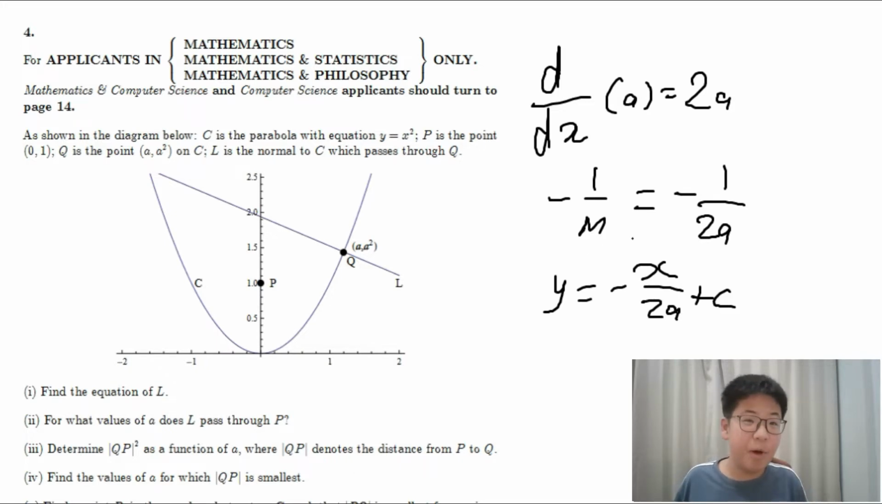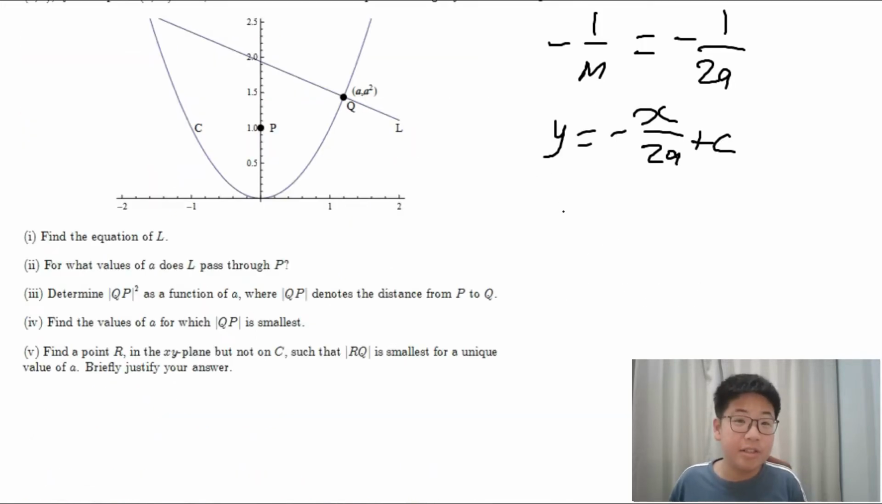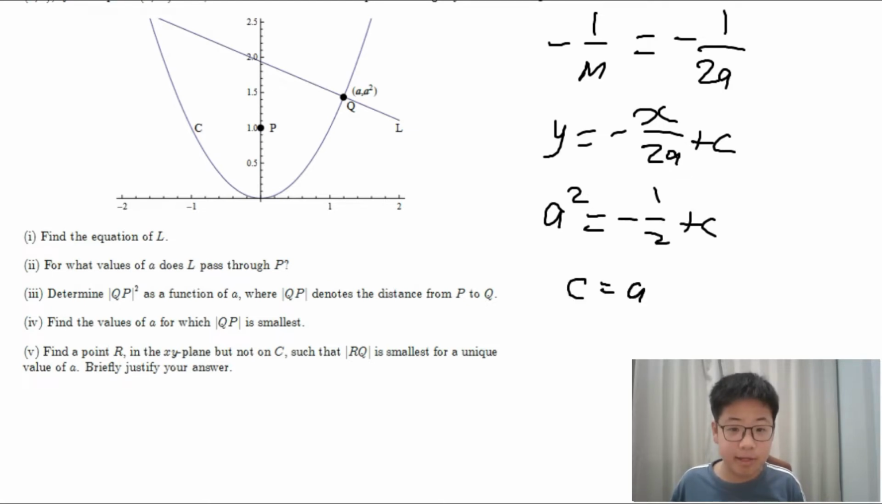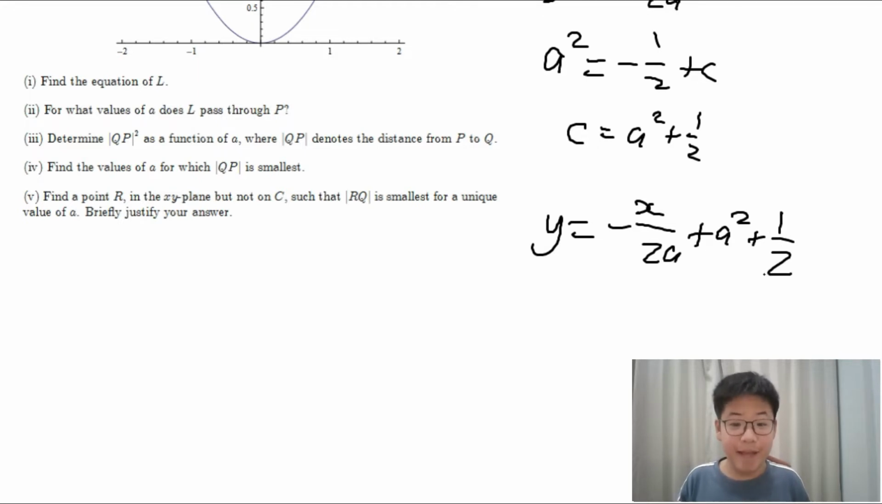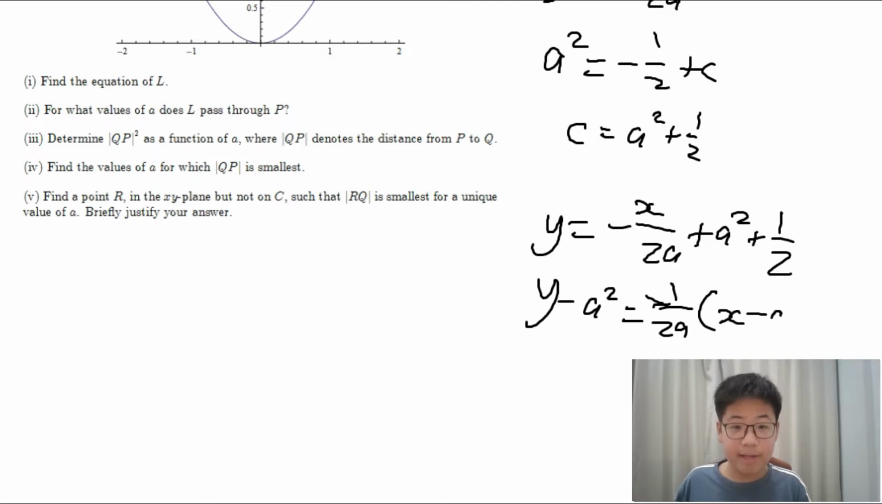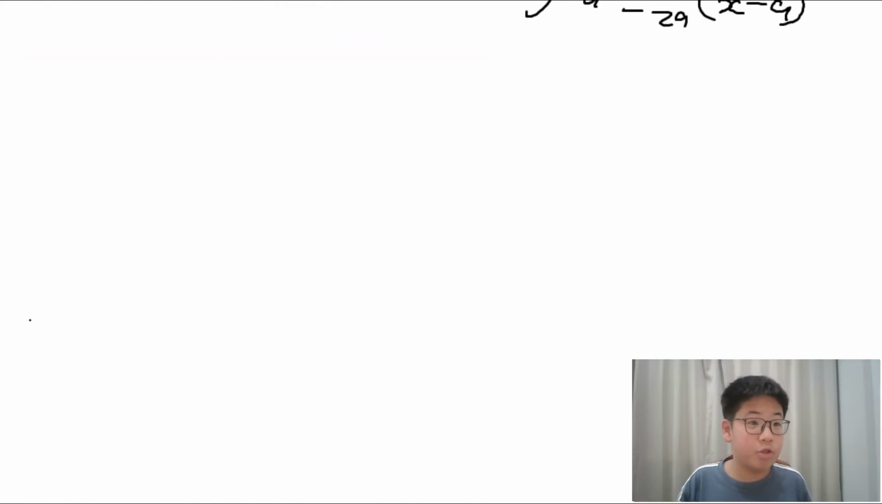But wait, there's more. We haven't found c yet. So a squared equals minus half plus c, so c equals a squared plus half. This means that y equals minus x over 2a plus a squared plus half. There. Or, as the MAT would love to put it, y minus a squared equals minus 1 over 2a times x minus a.